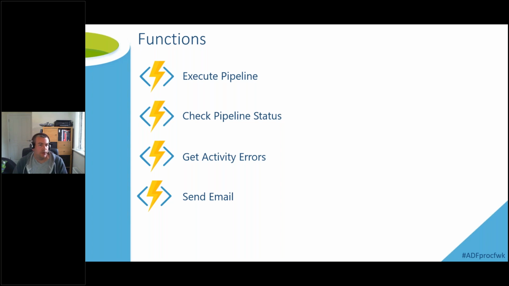Then lastly, number 4 is a function that I've actually included in the latest release, but isn't implemented yet, which is just a function to send an email. In a later release, I'm planning to include alerting in the framework.